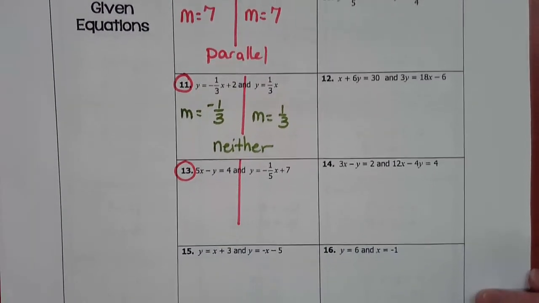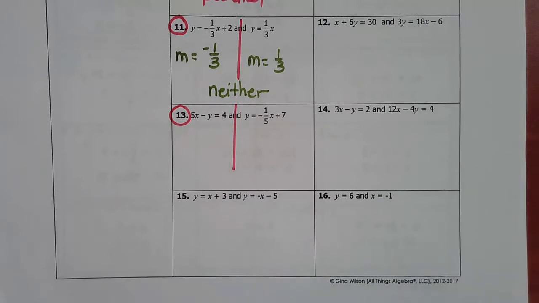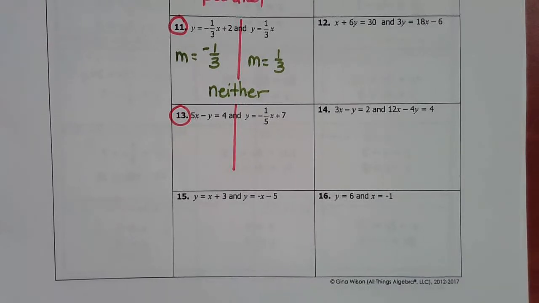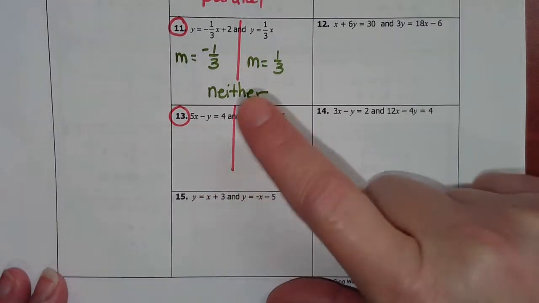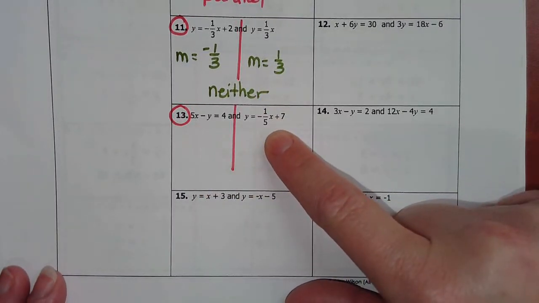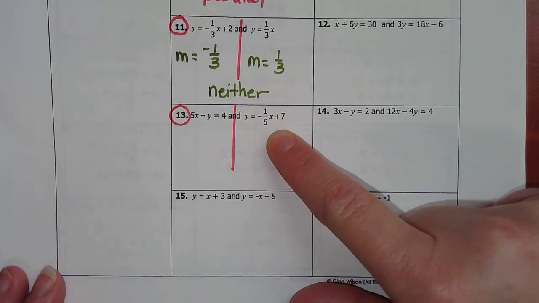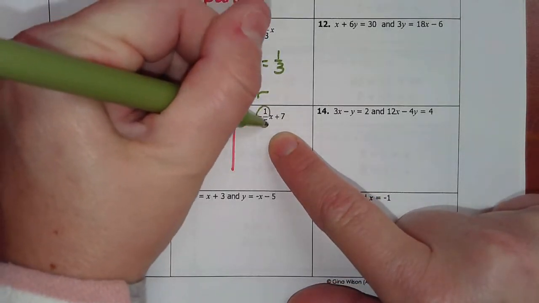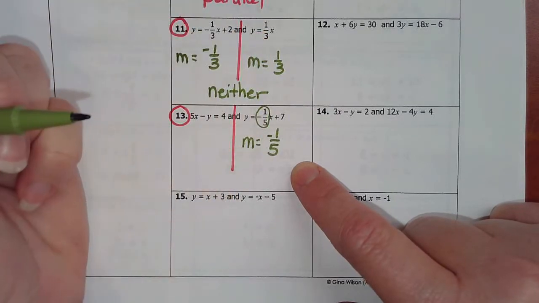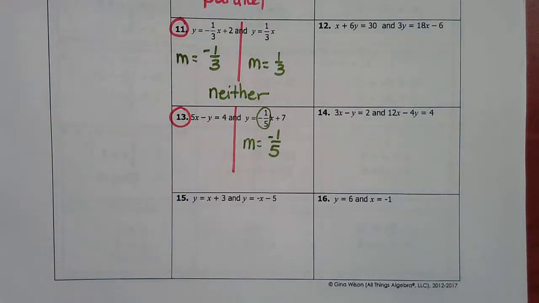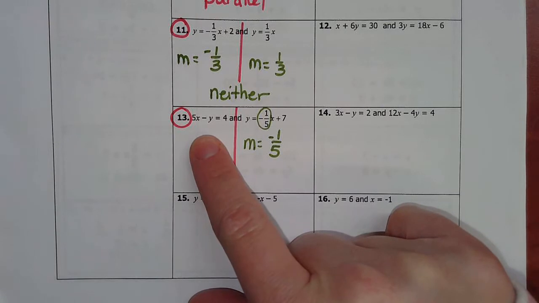For the last example that we're going to chat about, I want to show you one where you do have to do a little bit of transforming. So for this one right here, this equation is already in slope-intercept form. So this is going to be the slope. This one has a slope of -1/5, which is great. We don't have to do any work there. This one, we got a little bit of work to do.